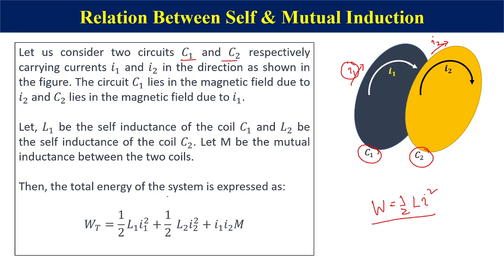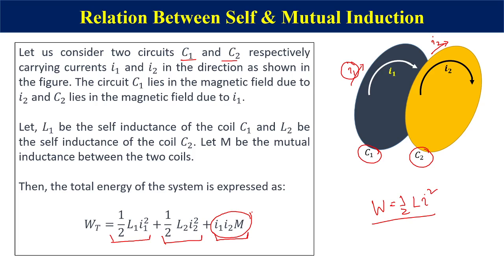The total energy of the system in this case is expressible as half L1 I1 square, which is the energy stored in coil 1 because of the current I1, then half L2 I2 square, which is the energy stored because of the self-induction of coil C2 due to the current I2. And because of both the currents and the mutual interaction between these two circuits, there will be an extra energy, which is given by the expression I1 I2 M. How exactly this expression comes, I will explain in a separate video. For the time being, you just consider this to be true.